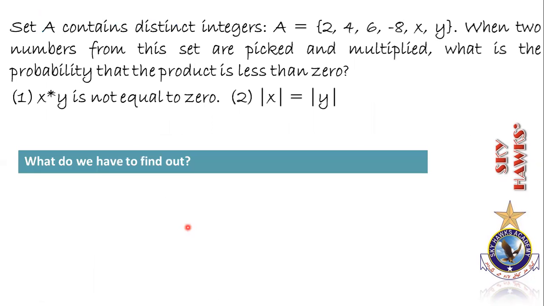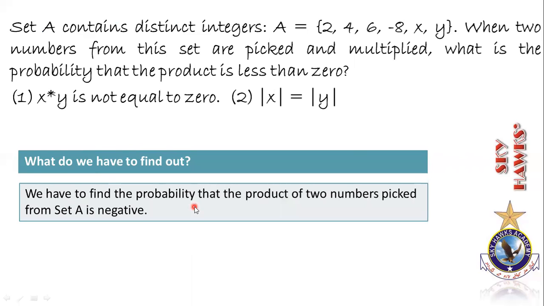So the question is as it is. No need to read that question again; this is the repetition, and we are keeping it at the top so that we can look at it. Now, the first question is, what do we have to find out? If we pick two random numbers, what's the probability that the product is less than zero? That is, negative. So we have to find the probability that the product of two numbers picked from set A is negative.